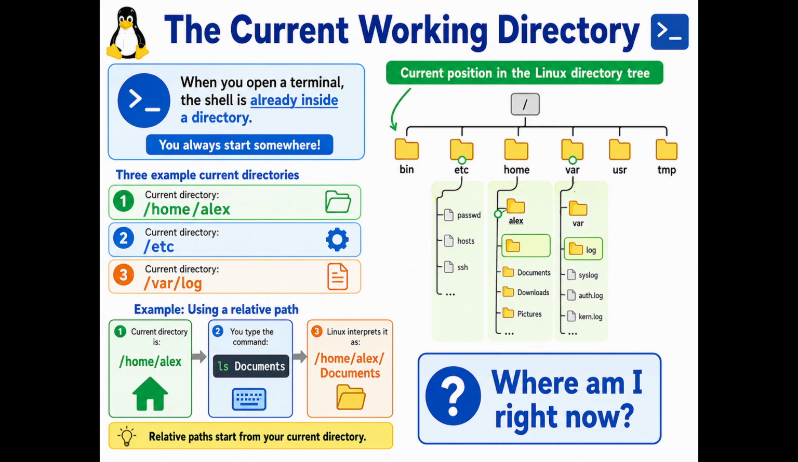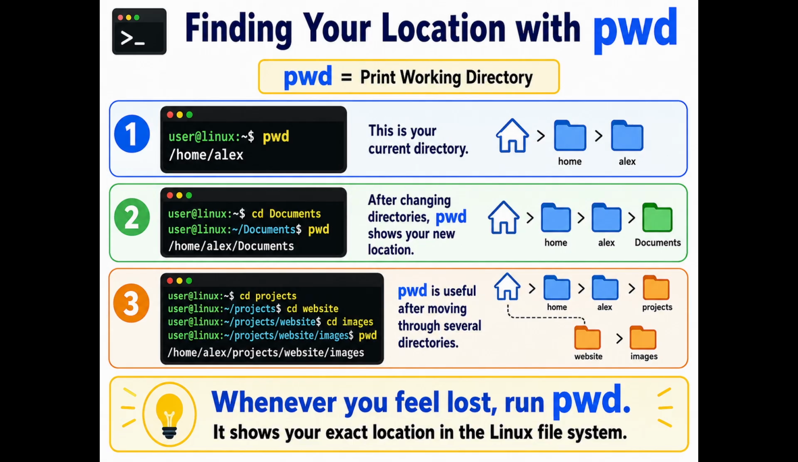Chapter 3: Finding your location with pwd. The command used to display your current working directory is pwd. The name pwd stands for Print Working Directory. Run pwd, and the terminal may display /home/alex. This means you are currently inside the home directory of the user named alex.